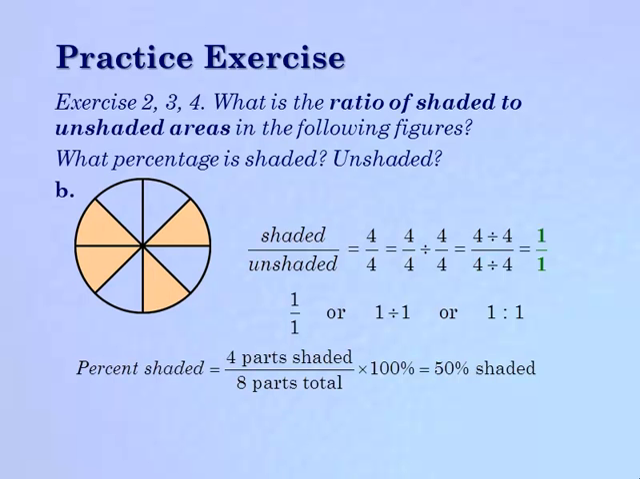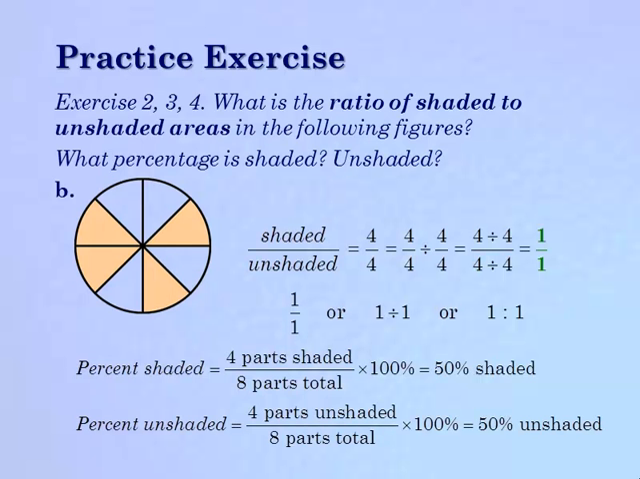The percent shaded, you can probably know this without thinking about it, is 4 parts over 8 parts, which is the same as 50% shaded. And I'll bet that you know already what the percent unshaded is. Sure enough, it's also 4 parts over 8 parts, which is also 50% unshaded.